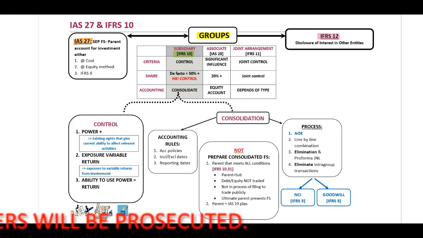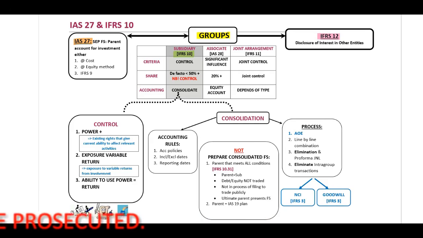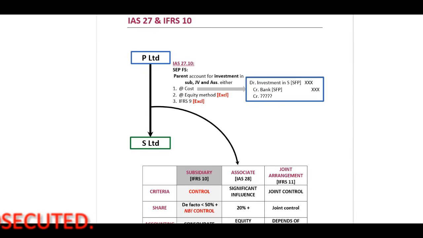Right, now first I want us to spend a bit of time on IAS 27 paragraph 10. Before we look at this paragraph, let's just take this one step back. We have an entity called P Limited. P Limited has to prepare annual financial statements in terms of IFRS. Now, during the year, P Limited purchased shares in S Limited. At this point of time, we don't know, is this a subsidiary, a joint venture, or an associate?